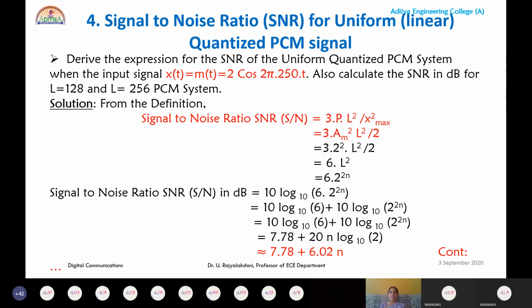So we need to calculate the SNR in dB for L 128 and L 256 PCM system. And always remember that if we have an extension problem like this, don't approximate the SNR dB expression. Keep the expression as usual. Even the decimal points, please keep them like that. Don't approximate 7.78 to 7.8 because we have an extension problem here.